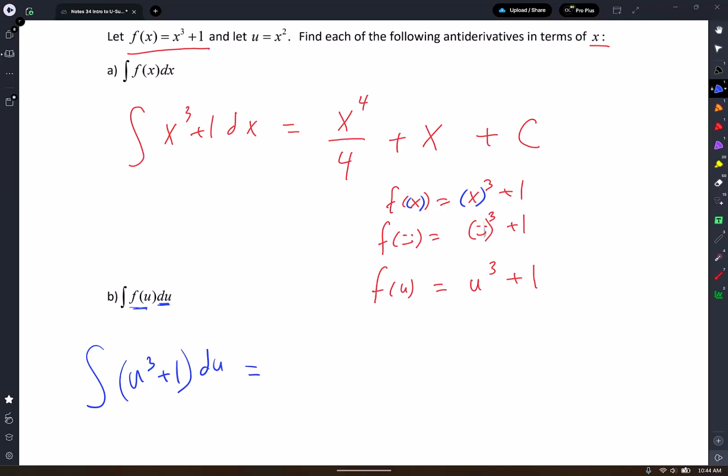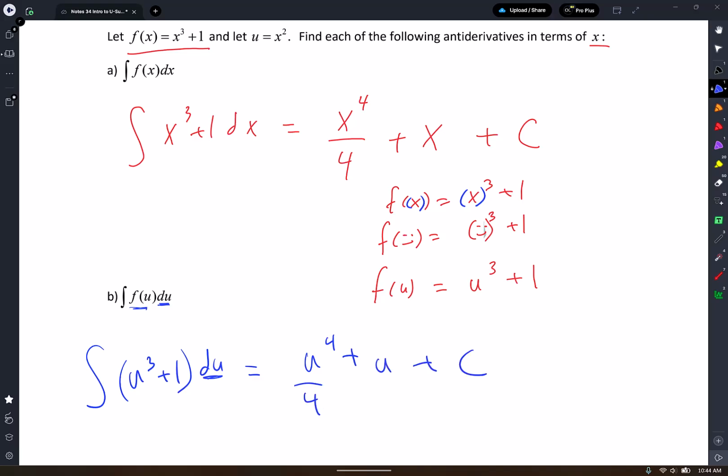No, not whatever I say. Tell me we're not okay. And then do we plug in the u? Right now, we just do the antiderivative with respect to u because this integral is in terms of u. So then it would just be the same thing. What's the antiderivative of u cubed plus 1? u^4 over 4 plus u plus c.